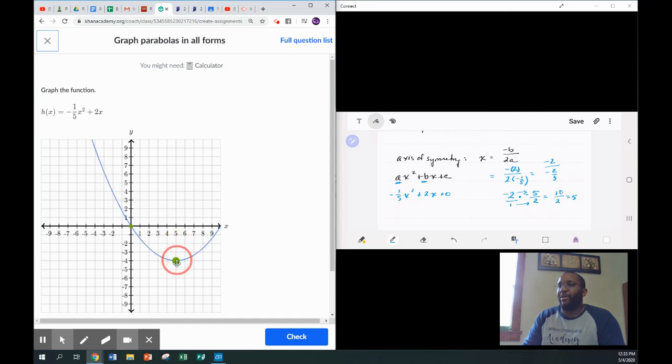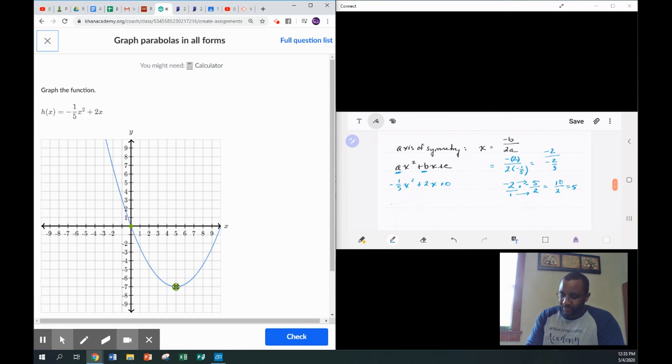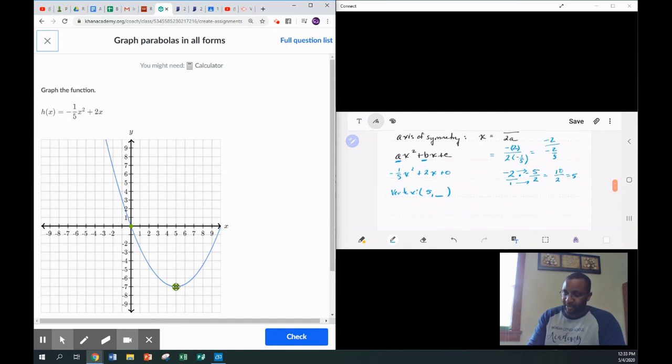Now, like before, I don't know how high or how low to take it. So I've got a y-intercept at 0. I'm at 5 for my x coordinate. I still need to figure out where the y coordinate of this vertex is. So far I know the vertex is at the point 5 something. I need to figure out this something. So I'm just going to plug 5 into the equation.